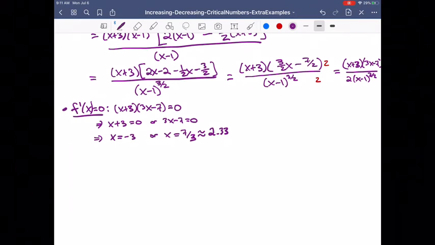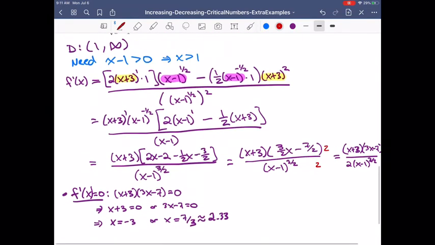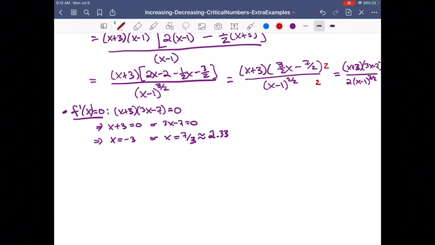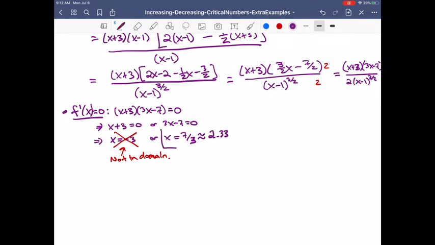Now, are both of these critical numbers, is the question. So now we want to think, what was our domain? And remember, the domain was from 1 to infinity. So in fact, x equals negative 3 is not in the domain, so we can get rid of it, and we have this critical number here.